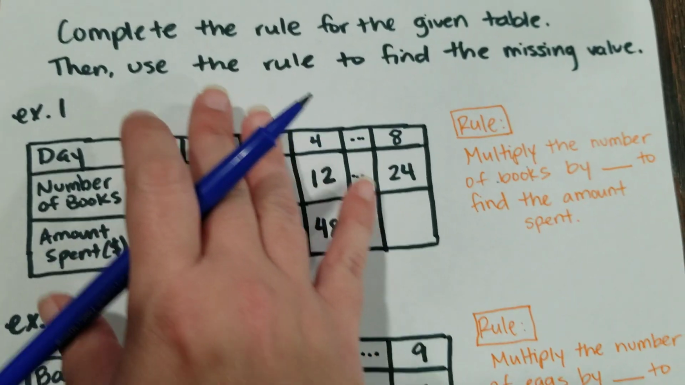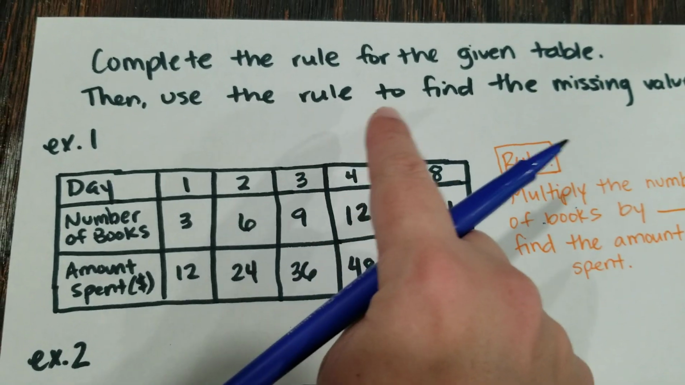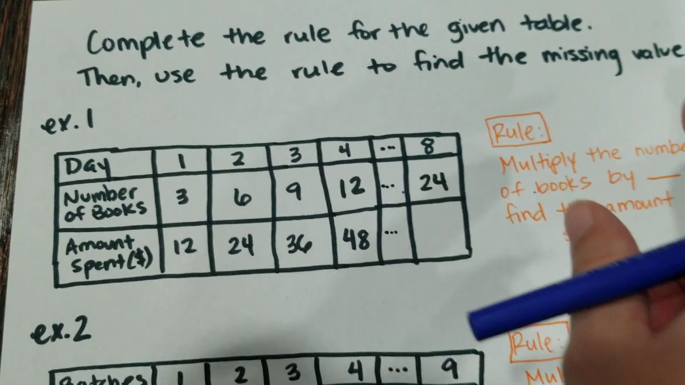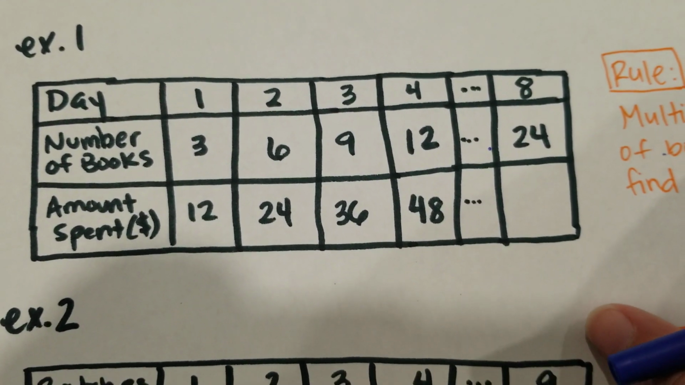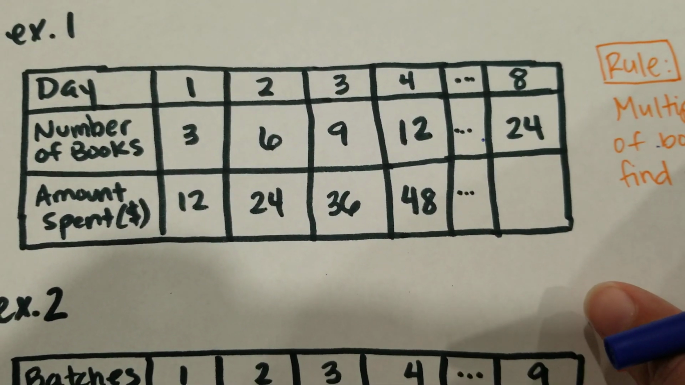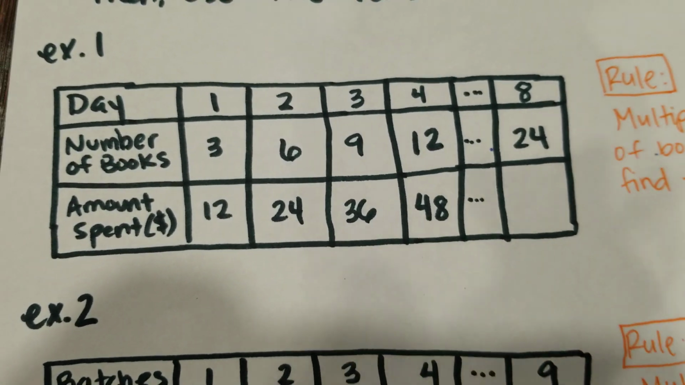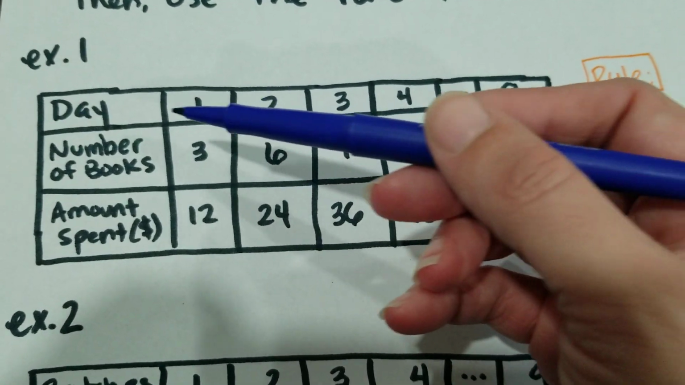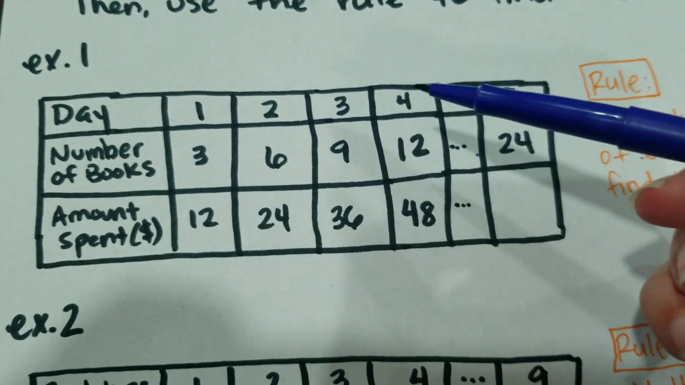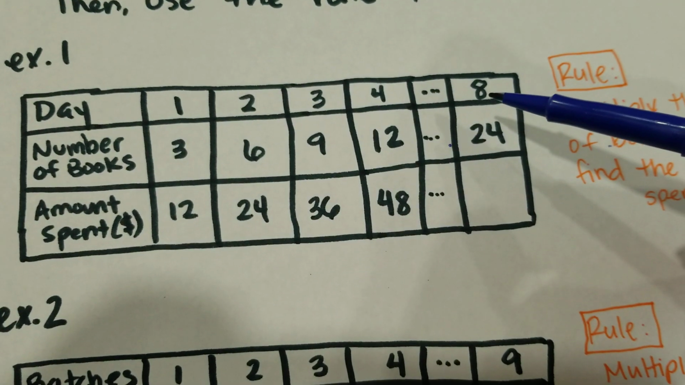Okay, so it says up here in the directions, complete the rule for the given table, then use the rule to find the missing value. So let's look at just example 1 table. Let's make sense of it before we just jump right into looking at numbers. What do these numbers represent? So the very top is the day. So day 1, day 2, day 3, day 4, so we're skipping, and then day 8.